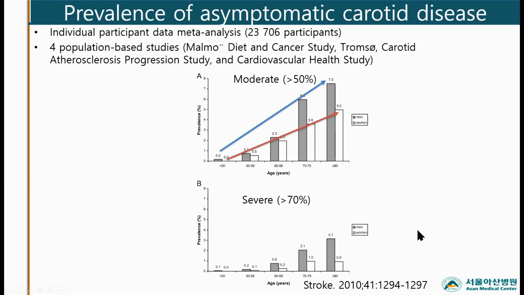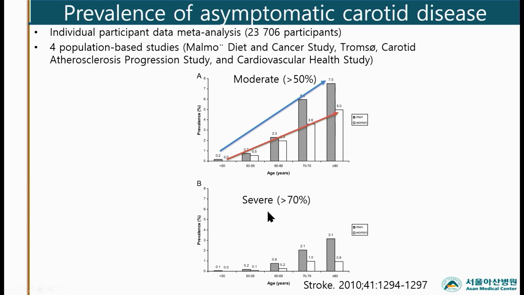And I would like to talk more about asymptomatic stenosis because it can also be important in preventing a stroke before it occurs. So the prevalence of asymptomatic carotid disease is not uncommon. If we look at the patients, the incidence of moderate stenosis, which can be defined as more than 50%, goes up to about 8% in men in their 80s and older. So these days, duplex is well used in screening these patients.